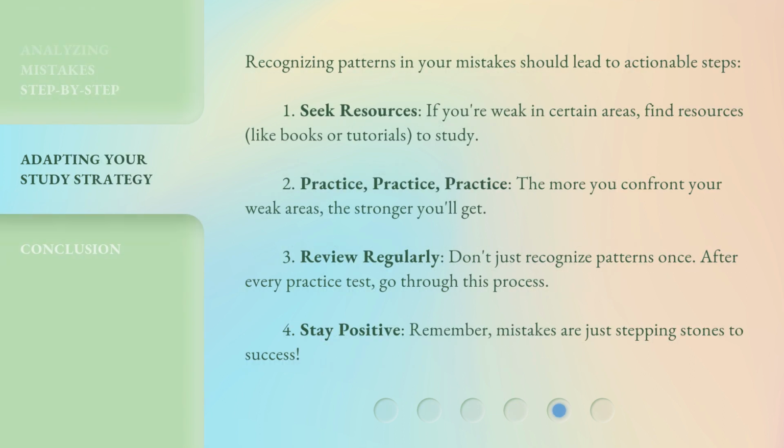Recognizing patterns in your mistakes should lead to actionable steps. 1. Seek resources. If you're weak in certain areas, find resources, like books or tutorials, to study. 2. Practice, practice, practice. The more you confront your weak areas, the stronger you'll get. 3. Review regularly. Don't just recognize patterns once. After every practice test, go through this process. 4. Stay positive. Remember, mistakes are just stepping stones to success.